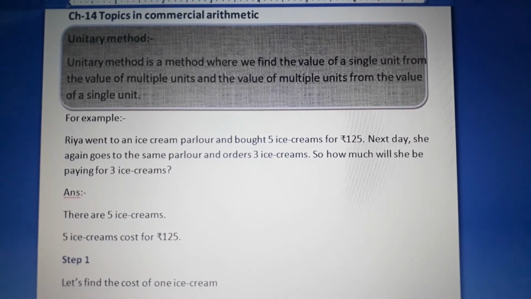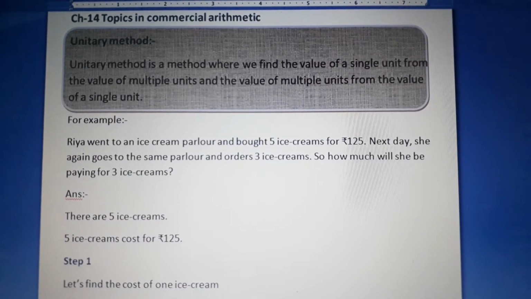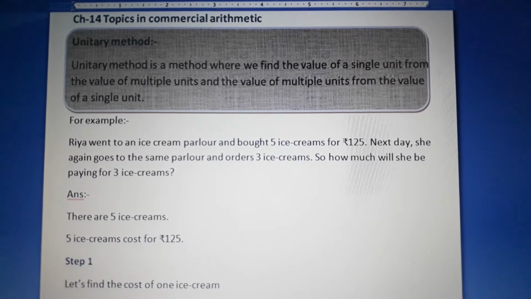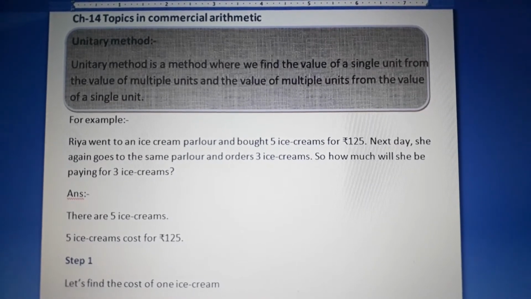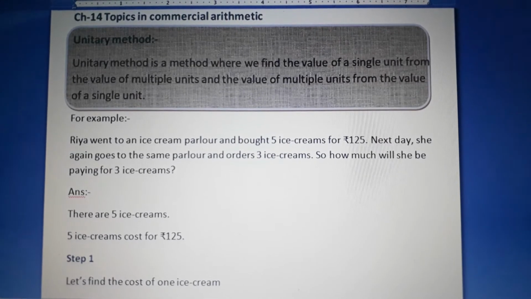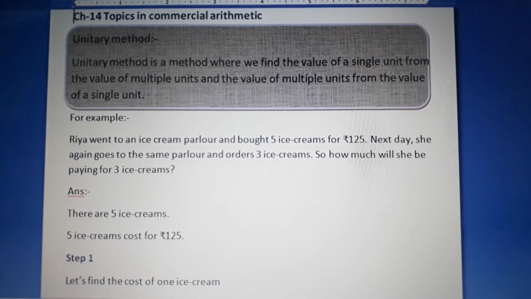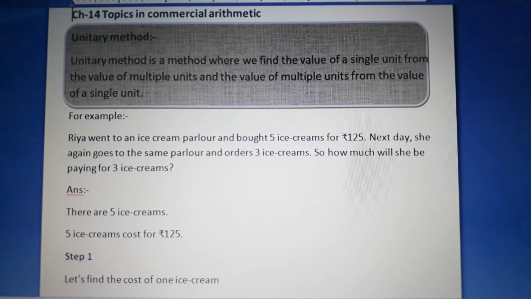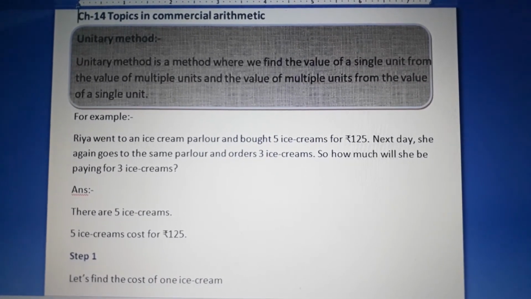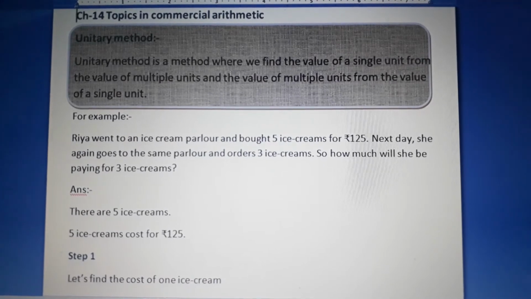Hello everyone. Today's topic is topics in commercial arithmetic for class 5. We will first start with unitary method. What is unitary method? Unitary method is a method where we find the value of a single unit from the value of multiple units and the value of multiple units from the value of single unit.